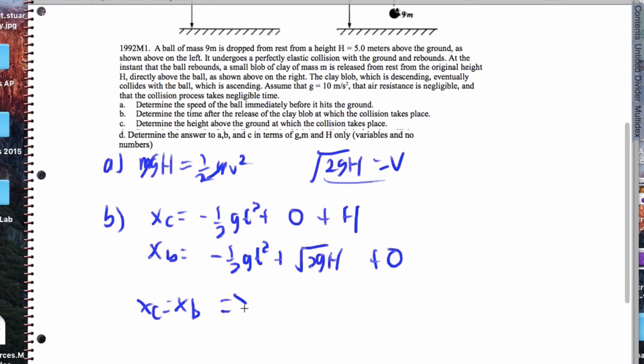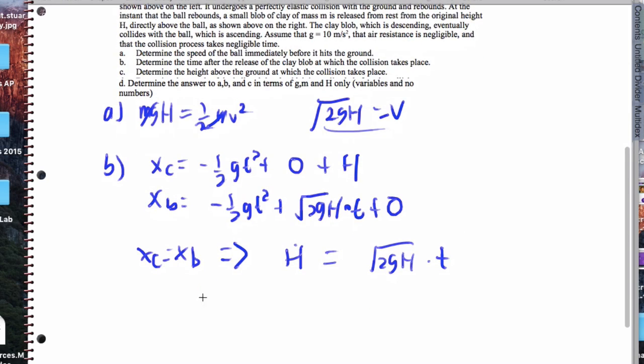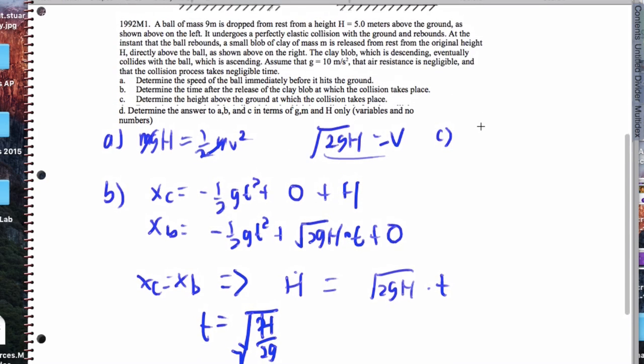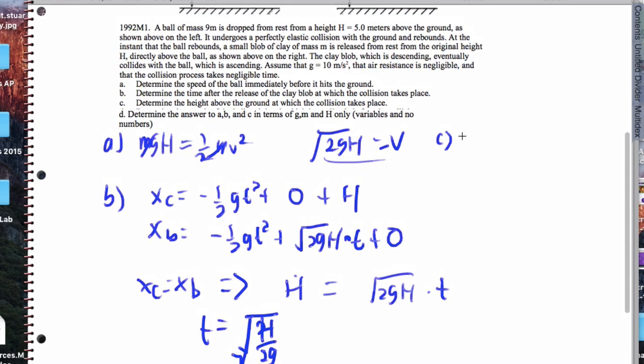When we set those equal, the -1/2 gt squared terms cancel, and we get h equals square root of 2gh times t. And so the time that they're going to meet is actually the square root of h over 2g. And that's the time at which they meet. And then let's go ahead and get the height. So the height will be here.